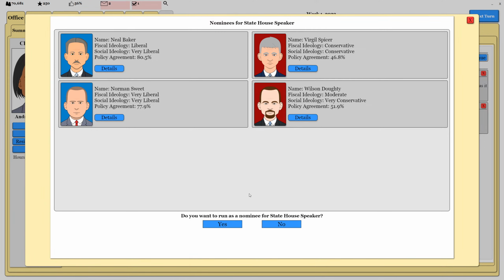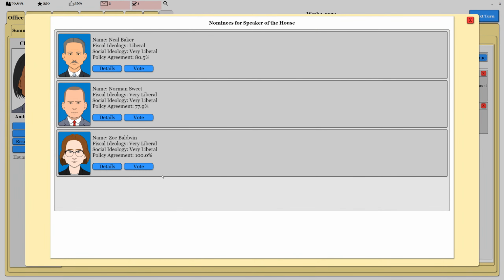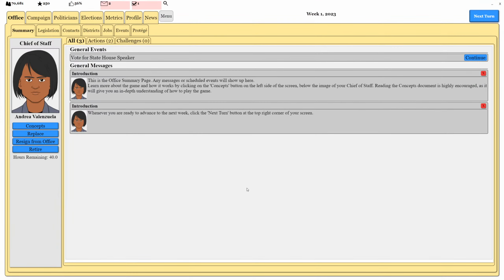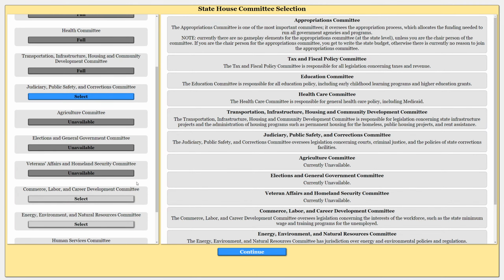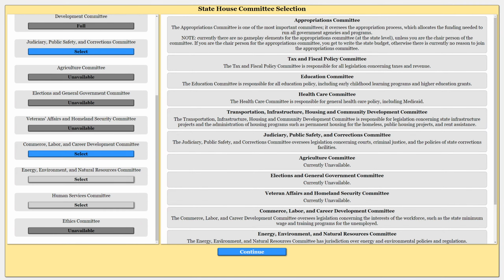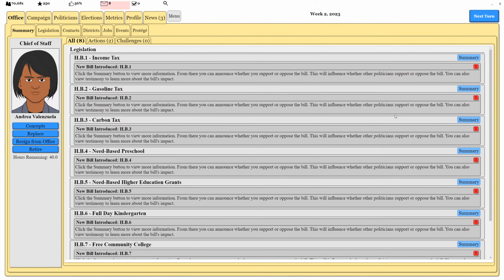So let's go ahead and run as a nominee for House Speaker. Let's go ahead and do that. See if we can actually get a vote. No, that vote was only for myself. So let's go ahead and move on. Damn, we already have 8 bills on the table.